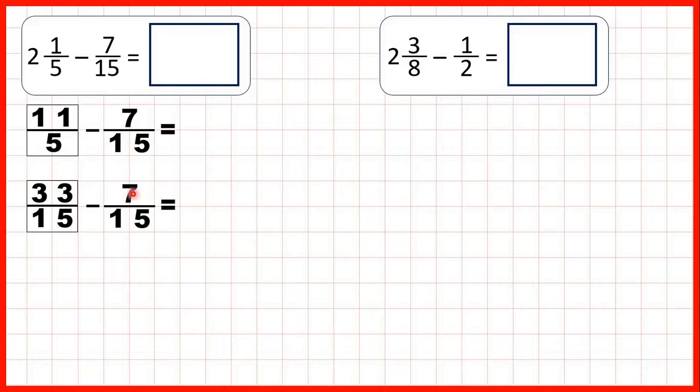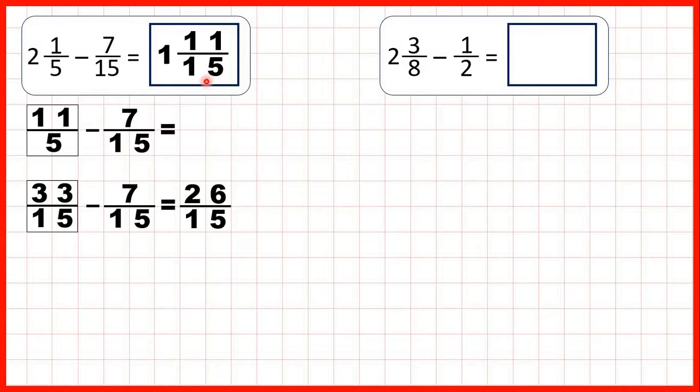So now we can take 7/15 away, because we have a common denominator. So the denominator stays the same in our answer, and 33 minus 7 is 26. So as an improper fraction, our answer is 26/15. But we can turn that back into a mixed number by dividing. 26 divided by 15 is 1 remainder 11, and the denominator stays the same.